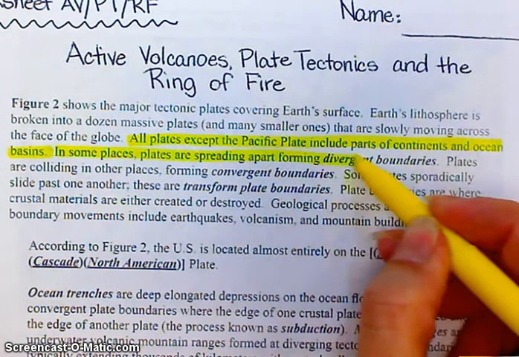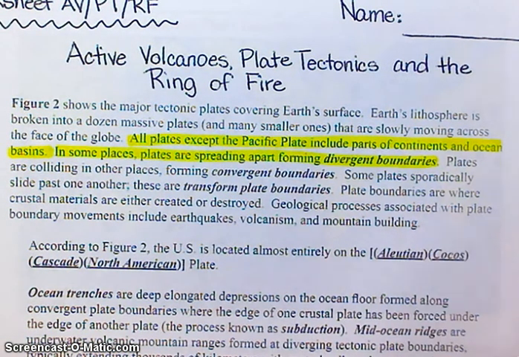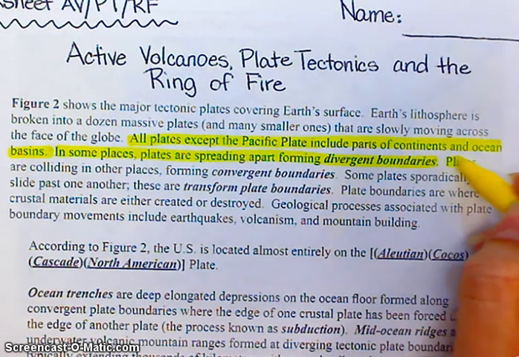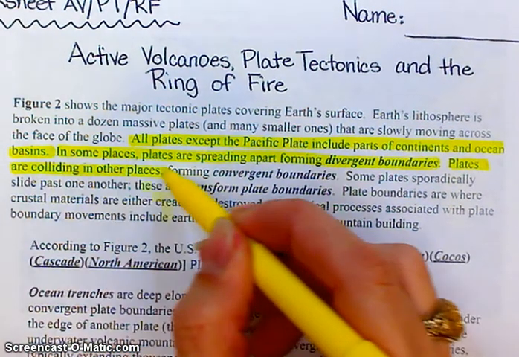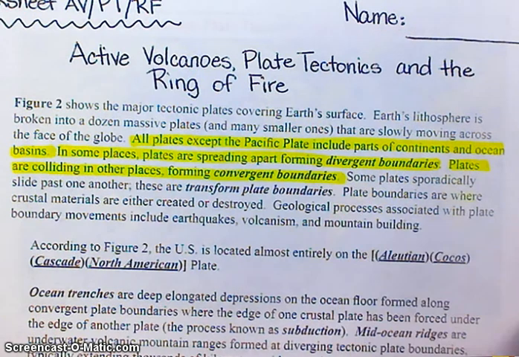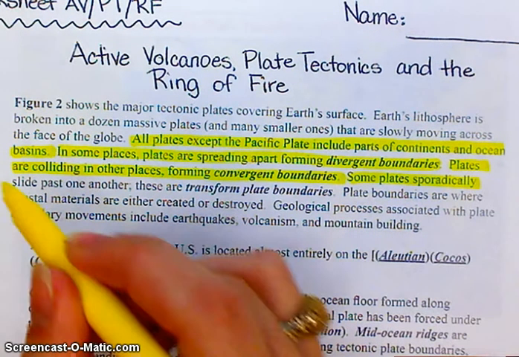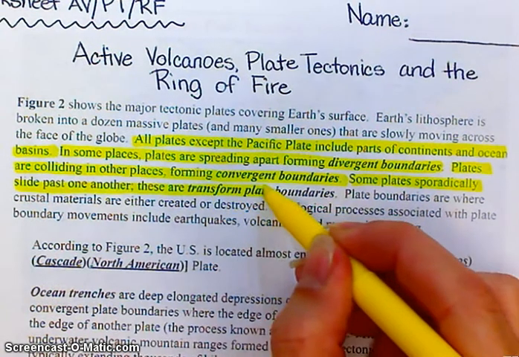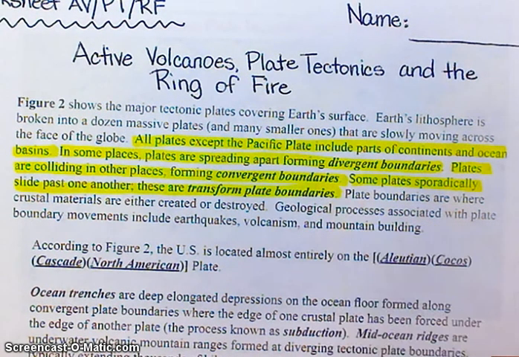In some places, plates are spreading apart, forming divergent boundaries. We've learned that. Plates are colliding in other places, forming convergent boundaries. And some plates sporadically slide past one another. These are transform plate boundaries. What does sporadically mean?